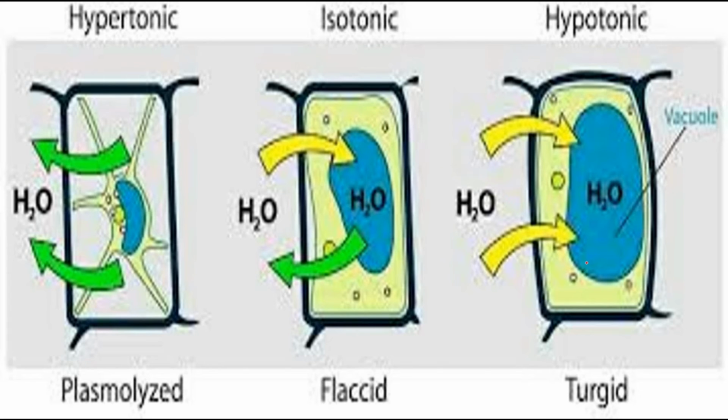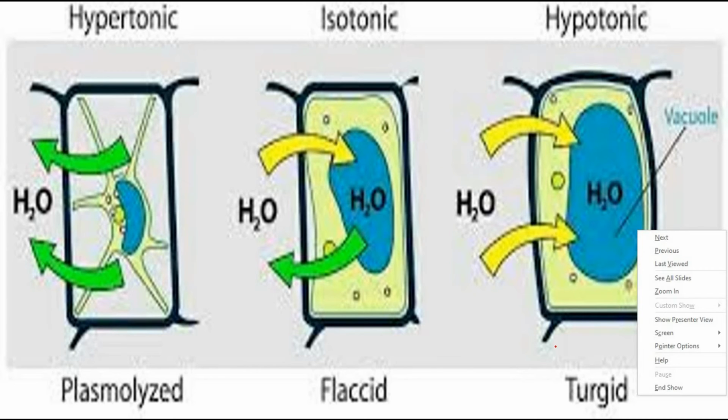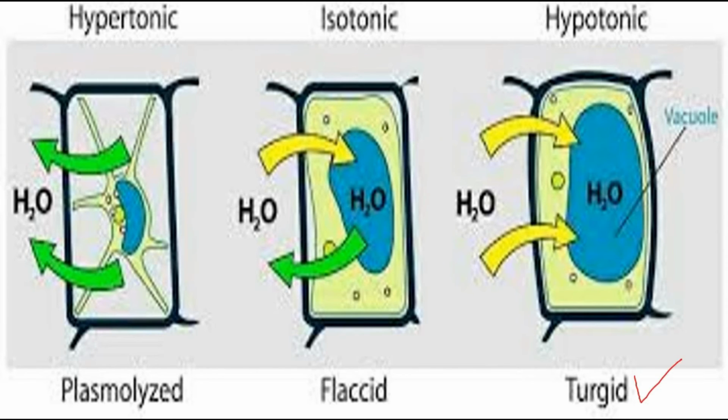And the cell eventually becomes bloated. So we say that it is turgid. If water is coming out, then it is plasmolyzed. And if it is balanced, there's the same concentration in and out, then it is going to be flaccid. You can also use the word flaccid because it's neither turgid nor plasmolyzed. All right, so this is a nice diagram for you to remember.